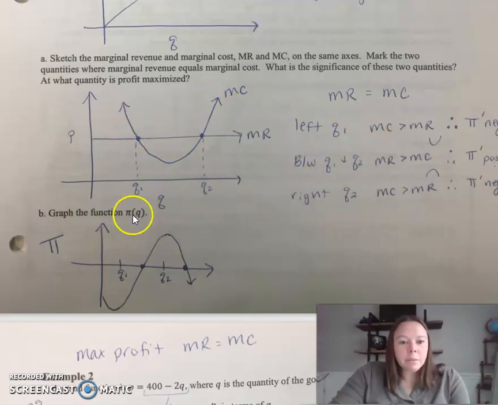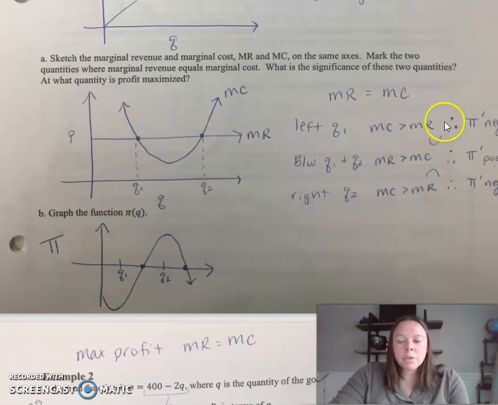Now I did graph the profit function down here just so you could see. So our profit function would look something like this, where Q1 is where you're getting a minimum. See how you have a minimum there? And then here's where you're getting your maximum at Q2.